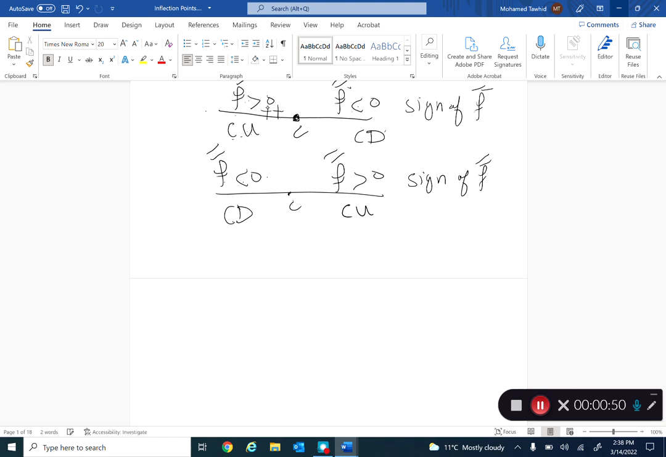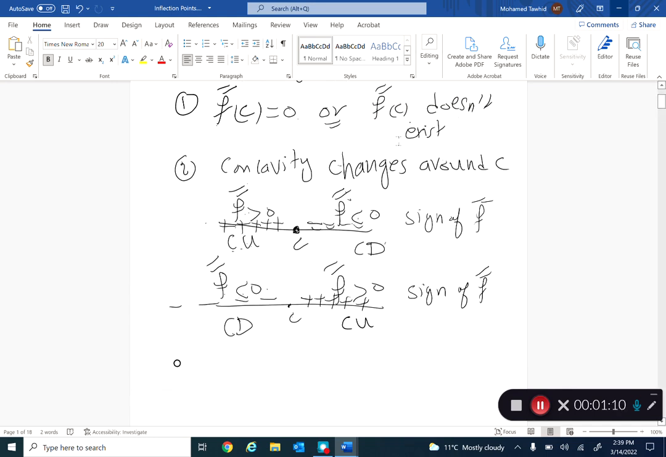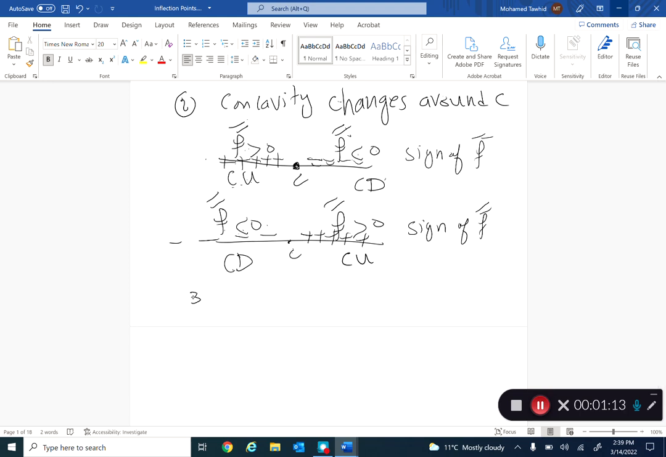Here it is positive, and here negative, and here positive, and here negative. So the sign of concavity, or the sign of the second derivative, keeps changing from negative to positive, or positive to negative, or concave up to concave down. And what is condition number 3? Condition number 3: your x equals c must be inside the domain.